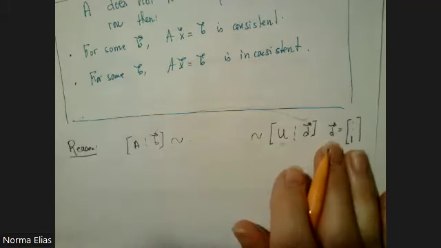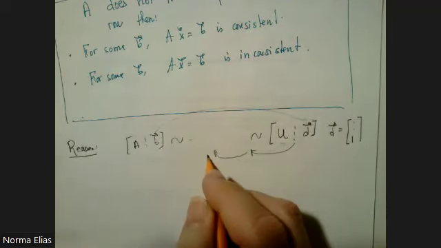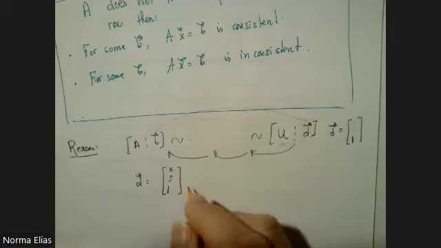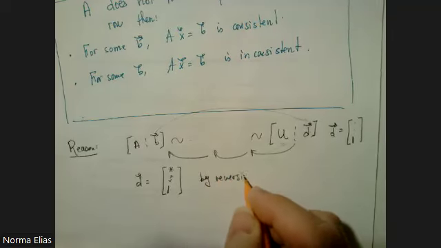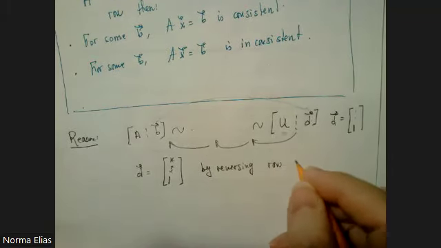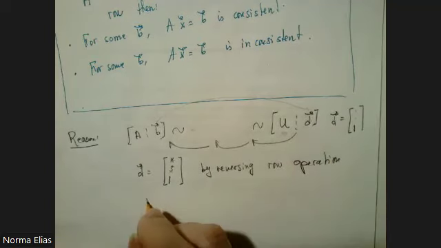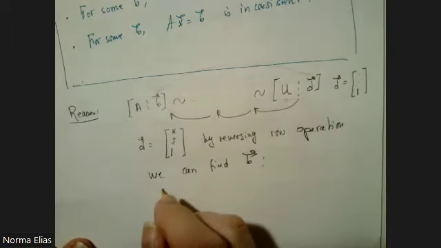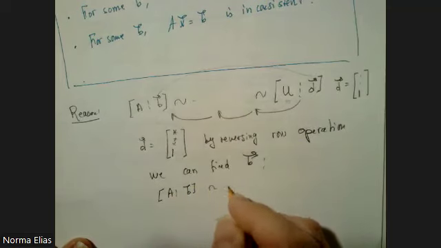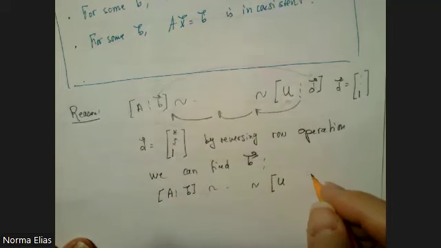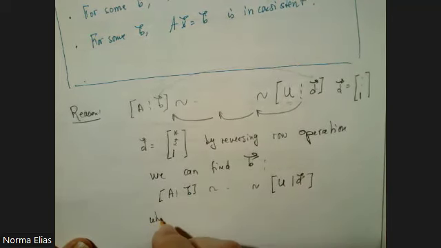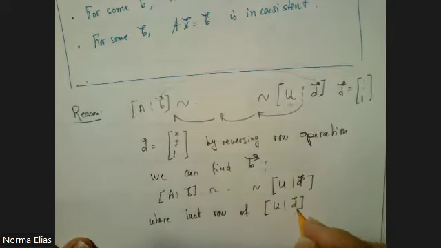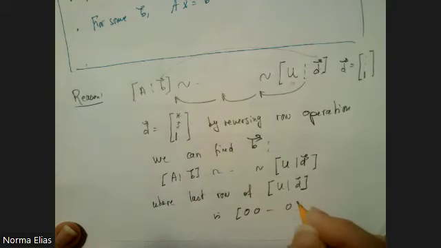suppose I take D to be this vector, then if I reverse the row operation, so by reversing the row operation, taking D to be the vector with 1 at the end, and I don't care about anything else, so that's the theoretical reason, we can find a vector B. So if I reverse them, we can find B such that [A|B] is row equivalent to [U|D], where the last row of [U|D] is going to be 0, 0, etc., 1.